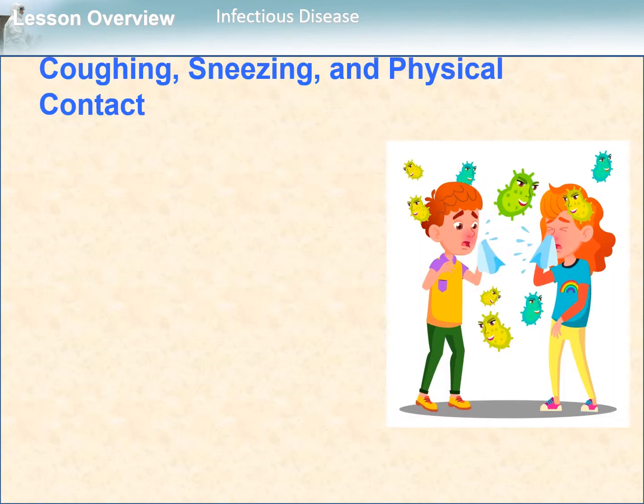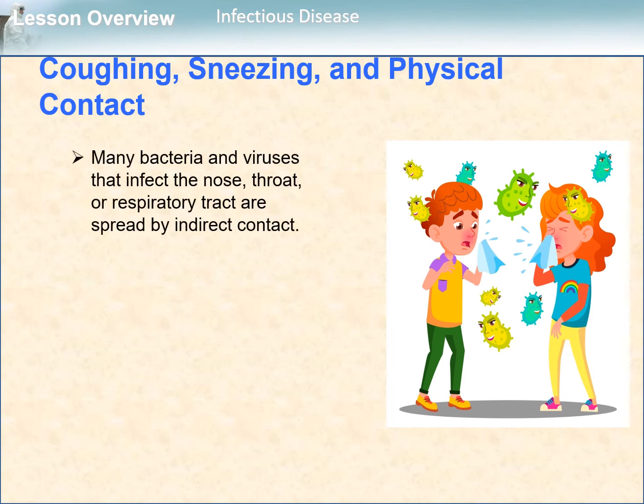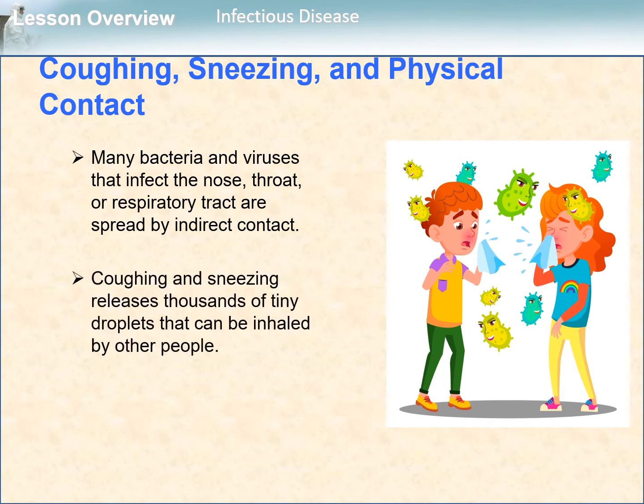So how do coughing, sneezing, and physical contact spread disease? Many bacteria and viruses that infect the nose, throat, or respiratory tract are spread by indirect contact, through coughing and sneezing. These release thousands of tiny droplets that can be inhaled by other people. Those droplets also settle on objects such as doorknobs. If you touch those objects and then touch your mouth or nose, you can transfer the pathogens to a new home.